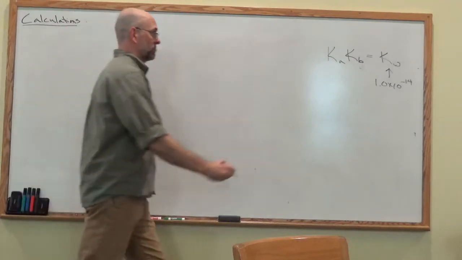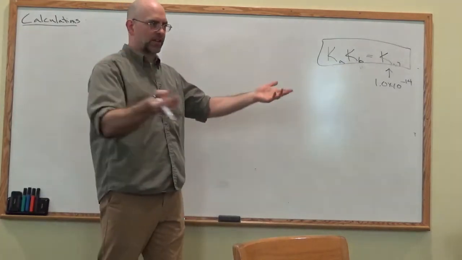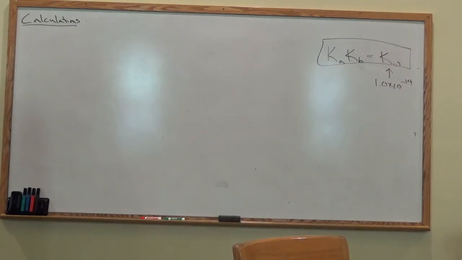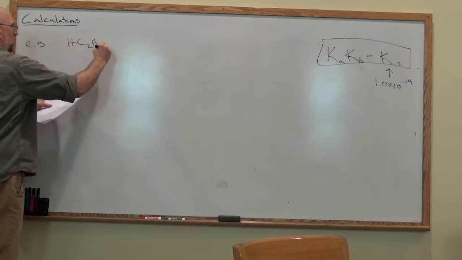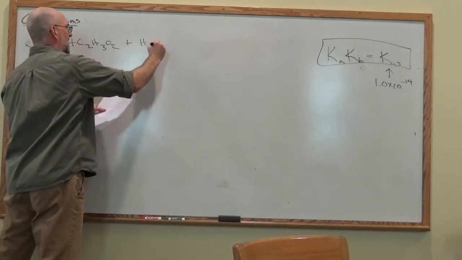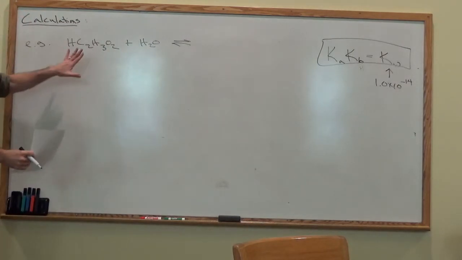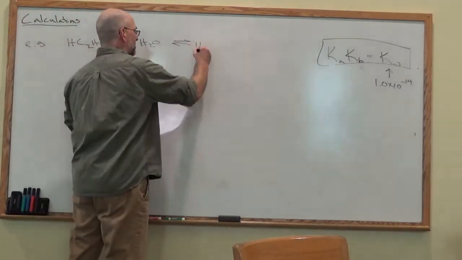That's the final answer. Ka times Kb for a specific chemical, not just generically. So that's the final answer. I'm going to show you where this comes from. Let's just stick with acetic acid. Now I'm reverting back to Bronsted-Lowry. So we have Bronsted acid, Bronsted base, showing it more explicitly.